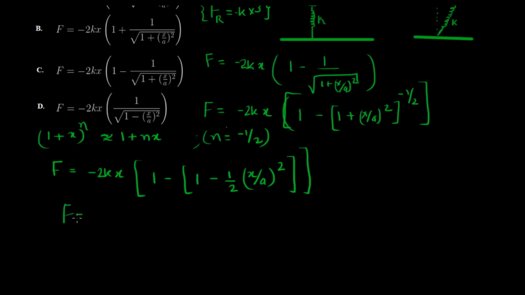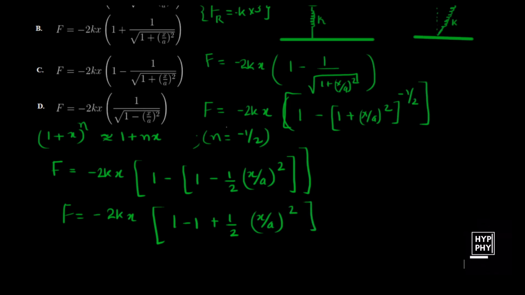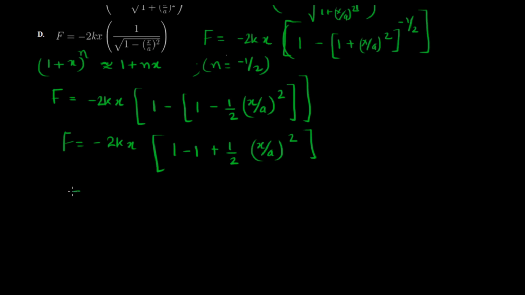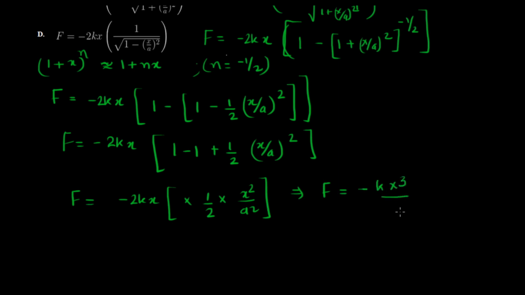So the restoring force can be written as F equal to minus 2kx times 1 minus (1 minus 1 by 2 times x by a the whole squared), right? So I'm going to rewrite this as F equal to minus 2kx, and the 1s cancel to 0, leaving 1 by 2 times x squared by a squared. So you will get the answer: F equal to minus kx cubed by a squared.